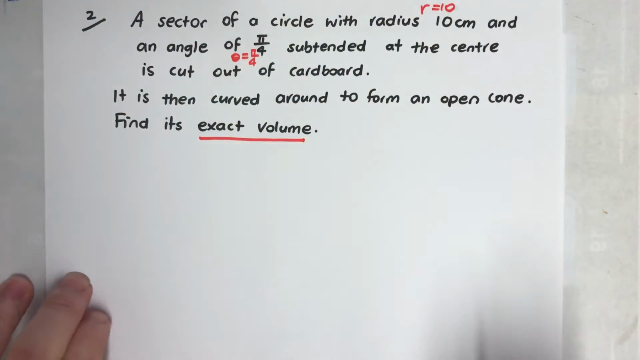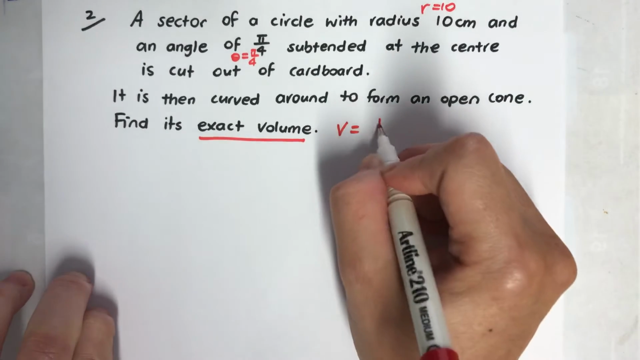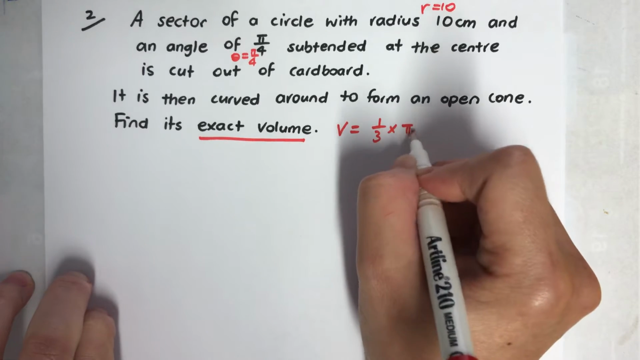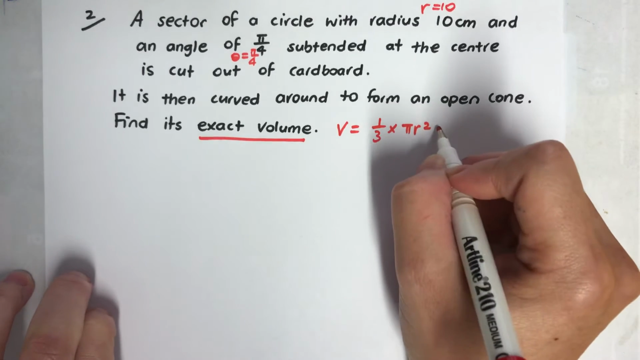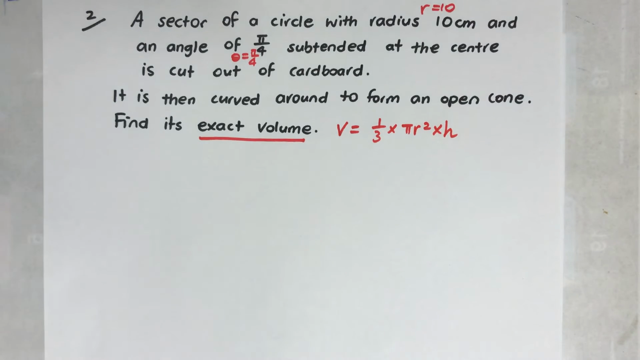The volume of the cone, I don't know whether you remember it, equals 1 over 3 times pi r squared times the height. Now, volume is what? The area of the base times the height. The base of the cone is a circle, so pi r squared, and then times the perpendicular height.